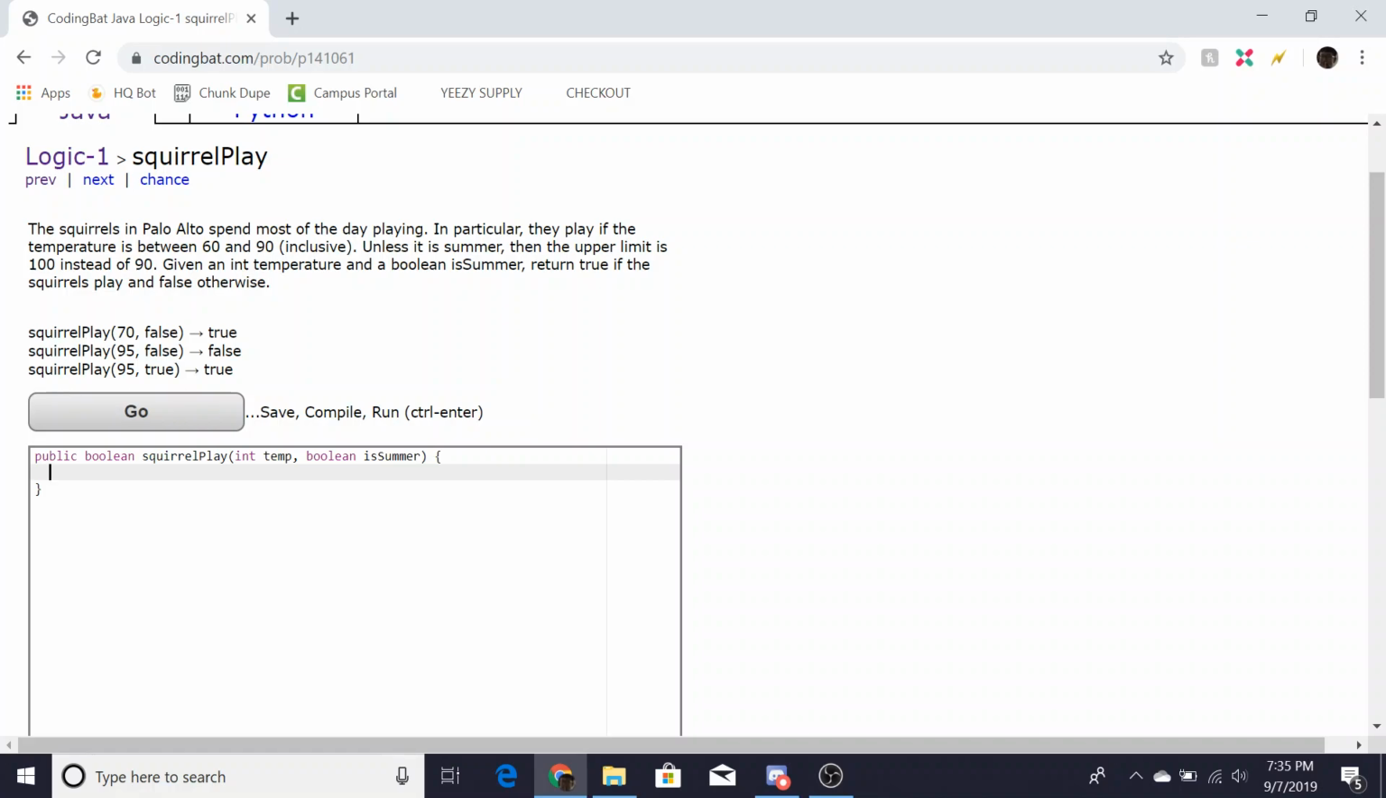So basically, to start this, we would start by checking if it is summer. So we would do if isSummer == true. You always use double equals, not just a single equals, if it's in an if statement. Then you would check if temperature is greater than or equal to 60, and temperature is less than or equal to 100. If it is within those boundaries, then you would return true.